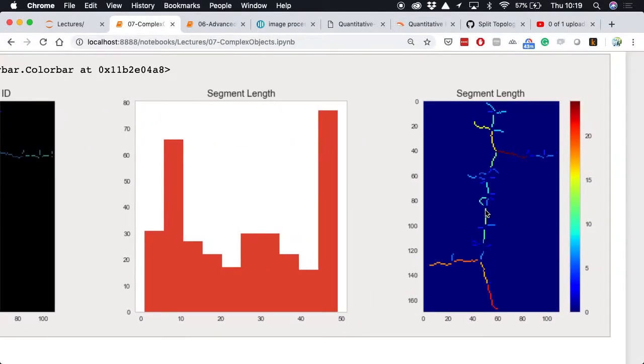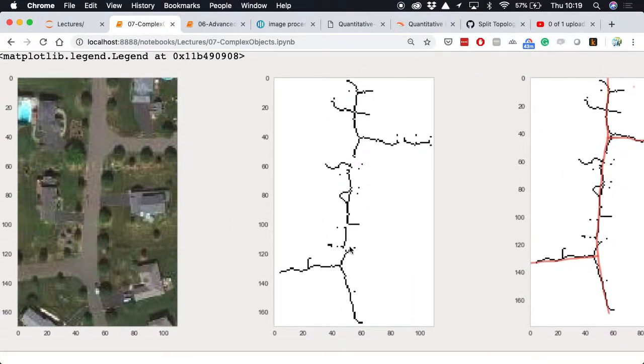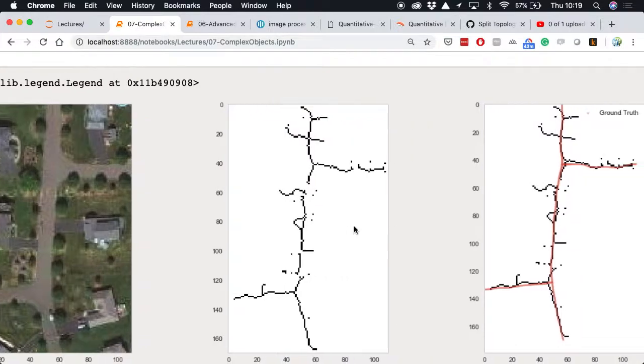We can also paint the image with the segment length on top of it, where we can see, you know, the short segments appear in blue, which is a little hard to see on the projector, and the longer segments appear in red. But basically, if we go in this image and we say we throw away everything that's less than 10, we get rid of a huge amount of the noise.